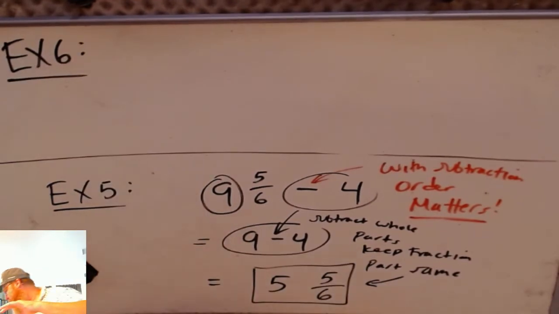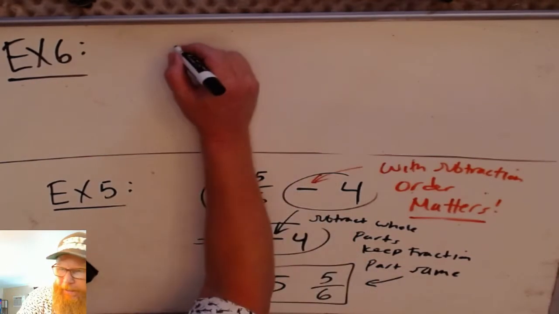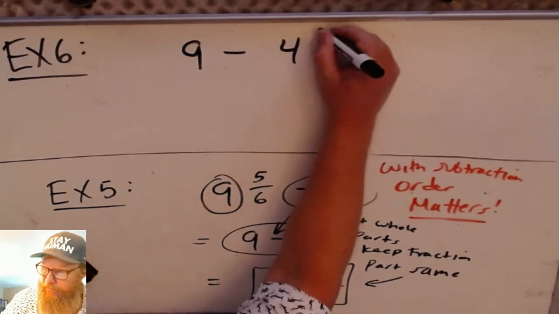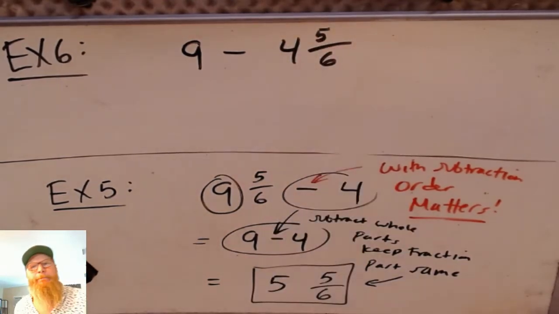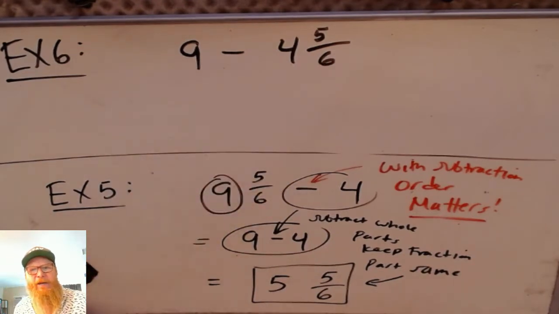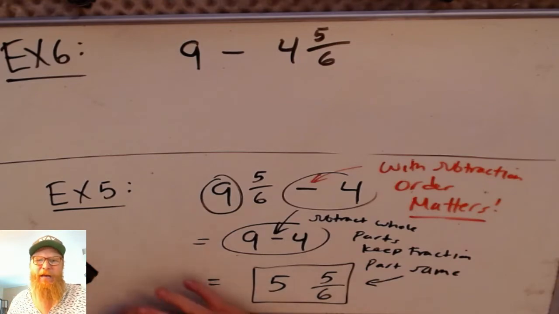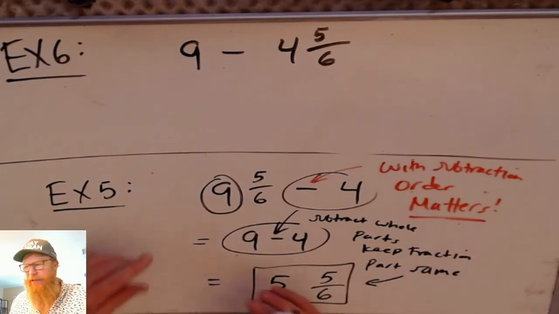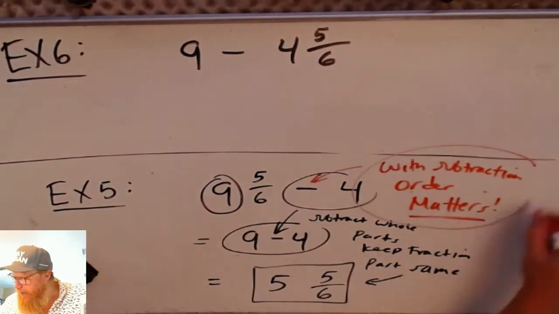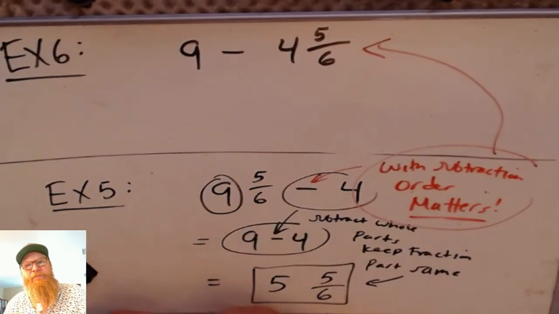If we change the order of subtraction, I'm putting the 5/6 over with the 4 this time. We'll get into negative numbers later, but for now I'm just trying to break the ice here. So now the order matters. You've got to be very, very careful.